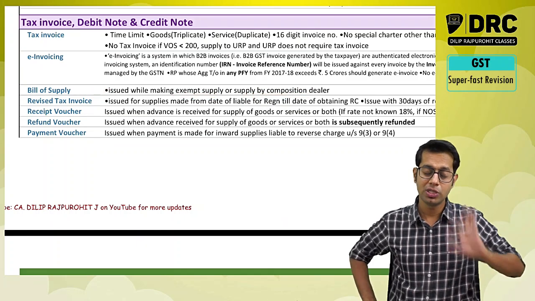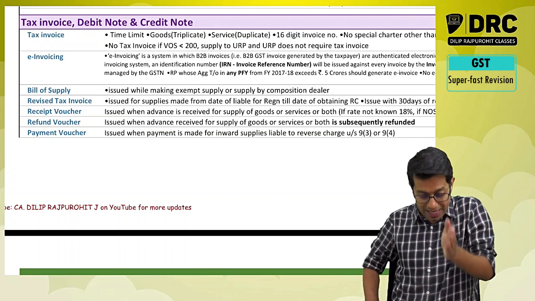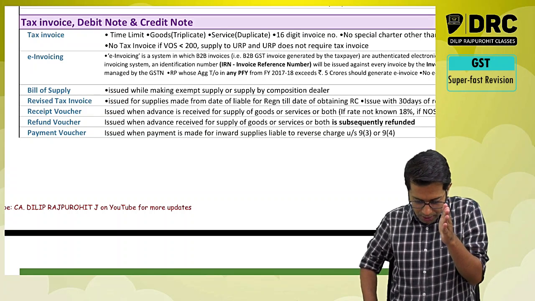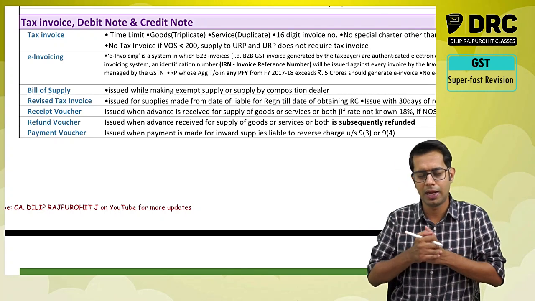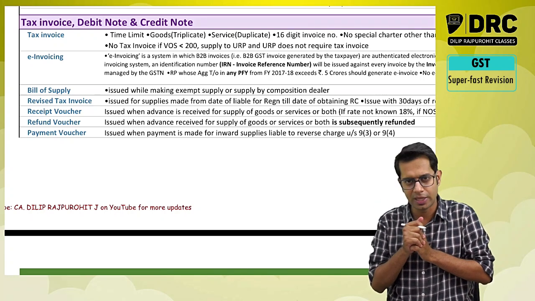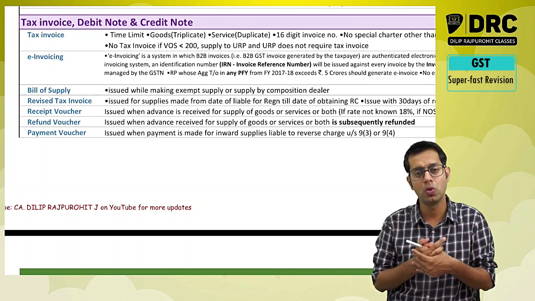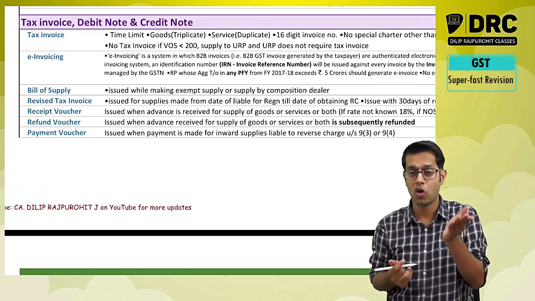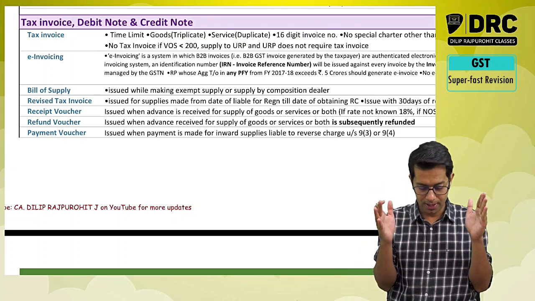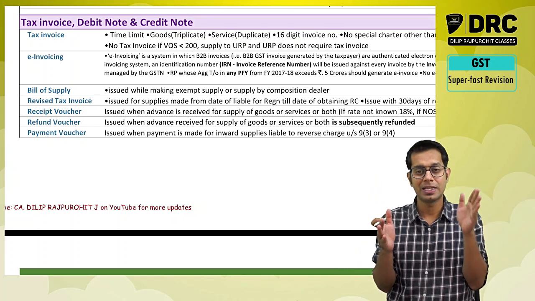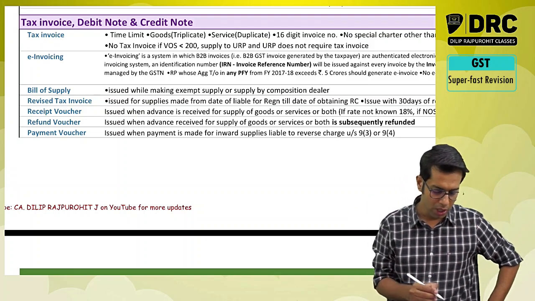Revised tax invoice is a document which is required to be issued for all the supplies made by you from the date you are liable for registration till the date of grant of registration. Normally, if you are liable for registration, you should apply for registration within 30 days. Once you apply, registration will be granted to you. Within 30 days of registration being granted, you will have to give a revised tax invoice for whatever supply was made by you during this period.